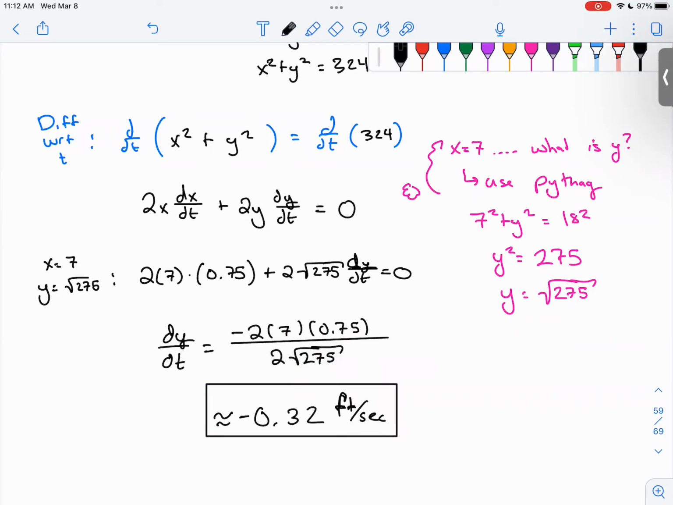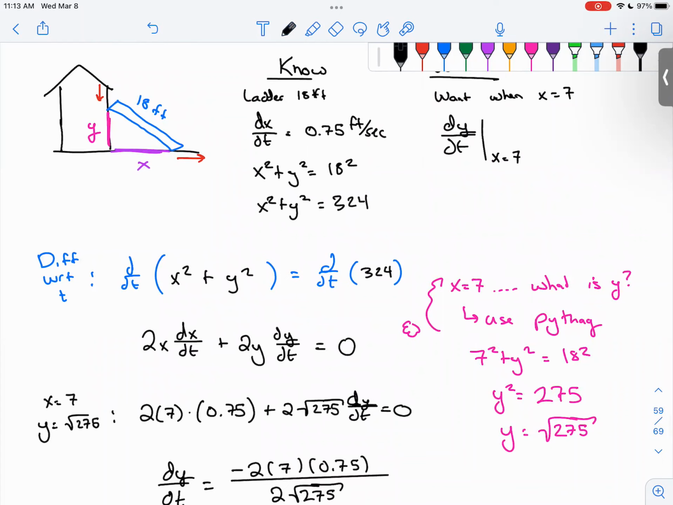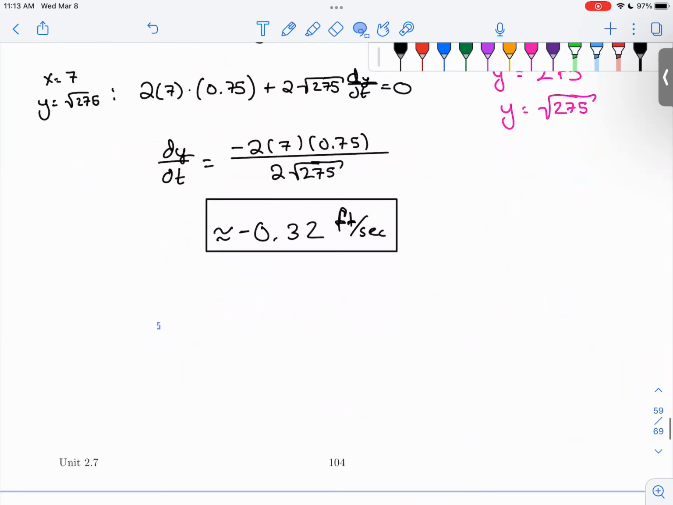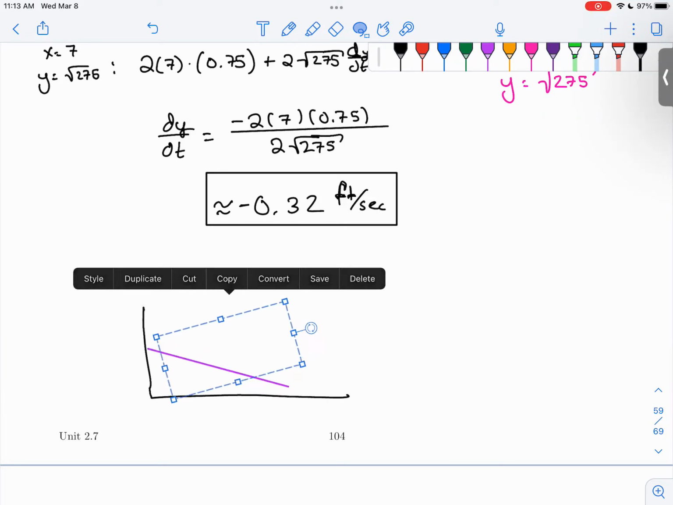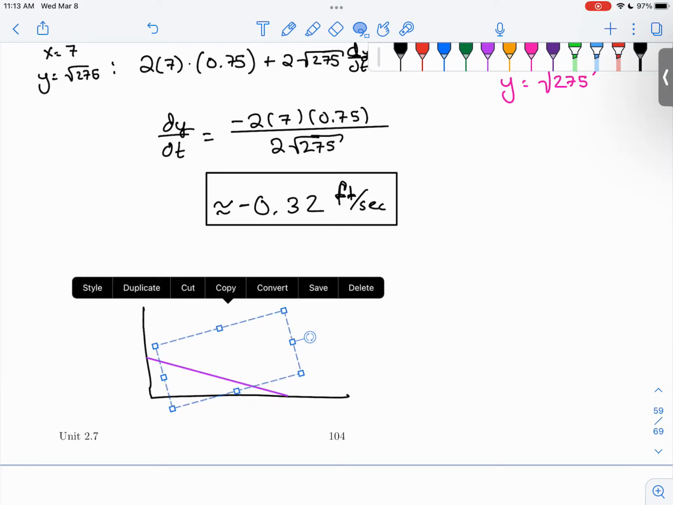Any questions on that? Here's the thing we have to think about. The reason it makes sense that this answer is negative is if you look at our picture. I'm going to redo it again because I can do something really super cool. As this goes down, you see that the height gets smaller and smaller. That means it's decreasing in height, which means its rate should be negative.